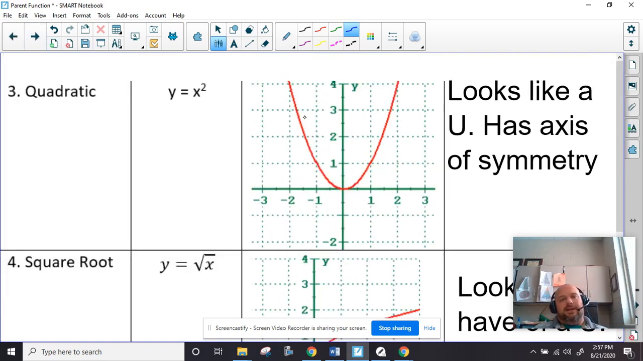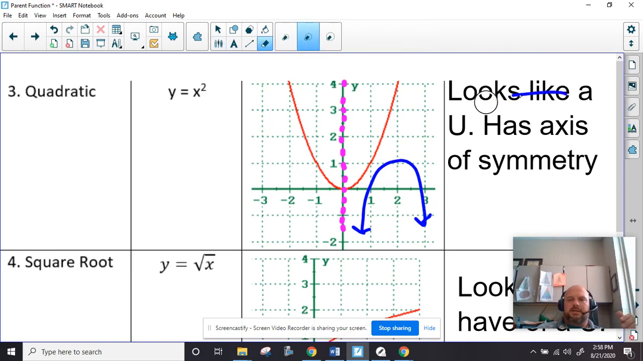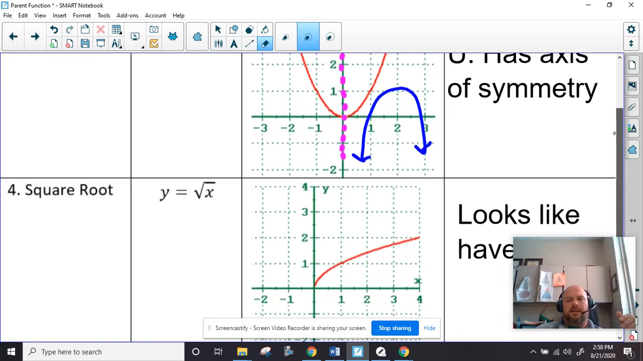All right, quadratic. You're going to get a lot of this in unit 9. This looks like a U. It has an axis of symmetry, like here's its axis of symmetry right here. Also, something you need to know is that they can also open down like this. Just need to be able to know a quadratic looks like a U and can open up or down. Whoa, I did not mean to mark through that.